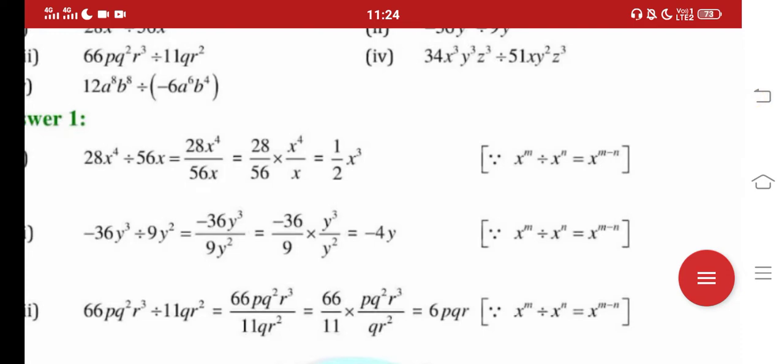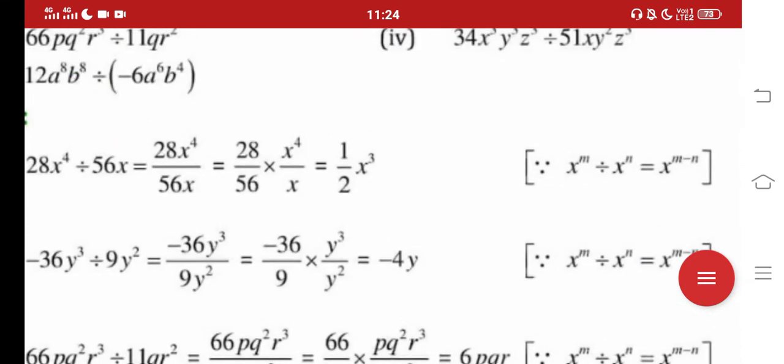Now, what are the two numbers given here? 28 and 56. So we can write them together. And what are the variables given? In the numerator, the variable is x⁴, and in the denominator, what is the variable? That is x. So we will divide both the variables together. So here x to the power 4 divided by x.